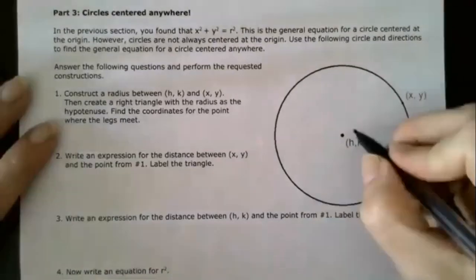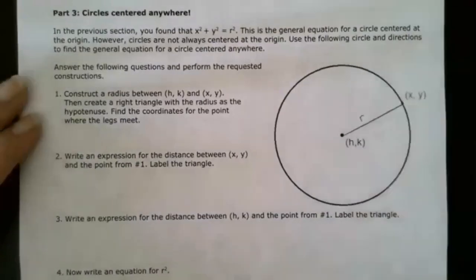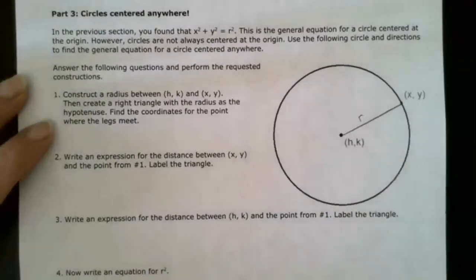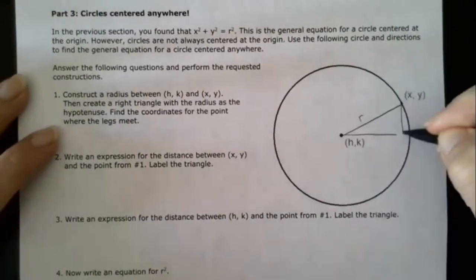So step one is to construct the radius like we did for the other ones. So there's my radius. And then creating that right triangle, going from H, K straight to the right, and then from X, Y down, making the right angle.